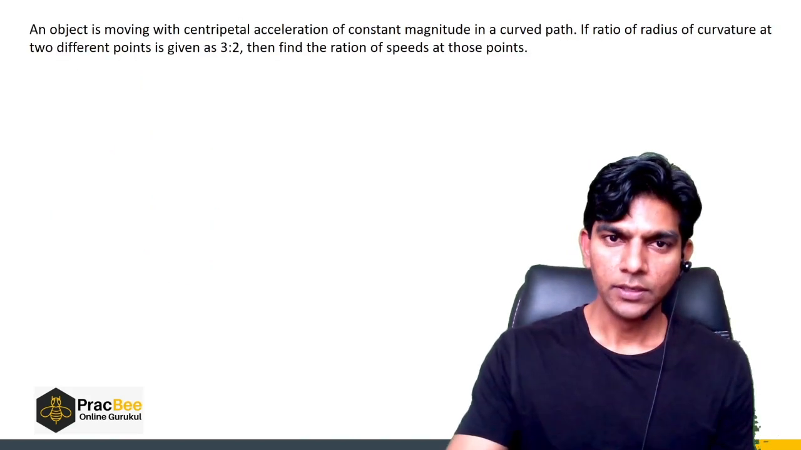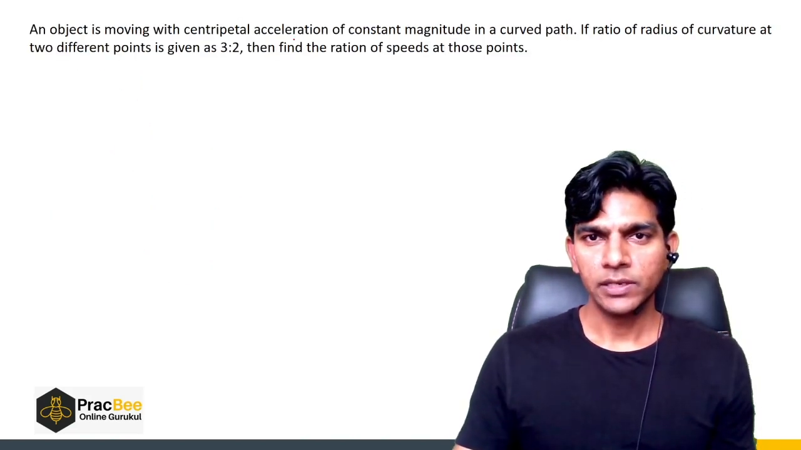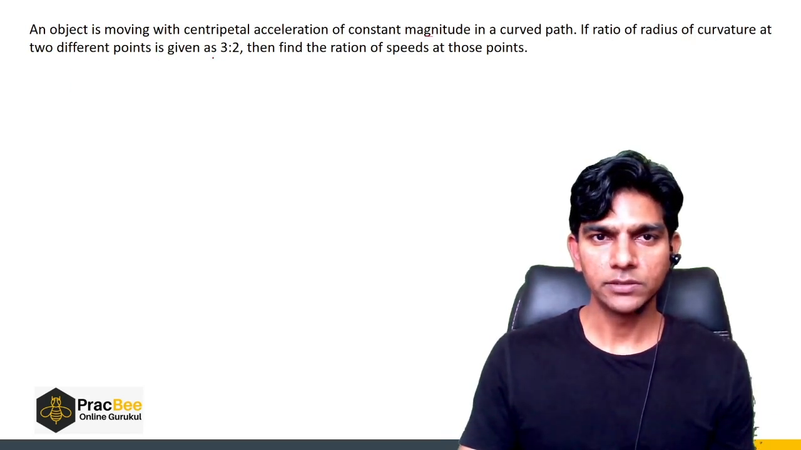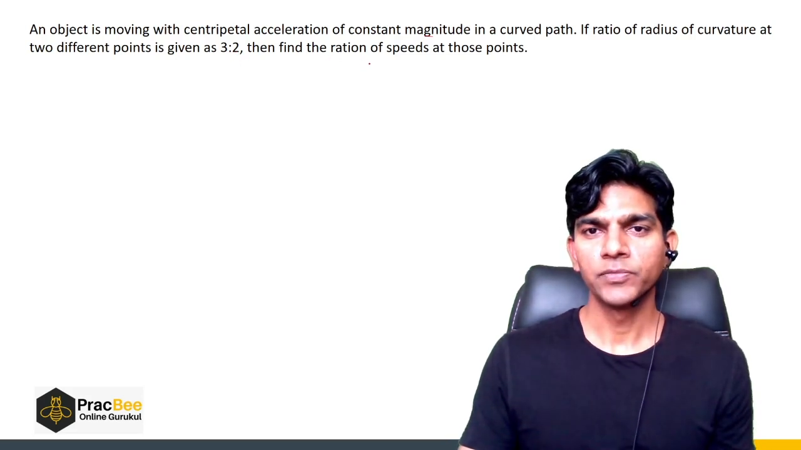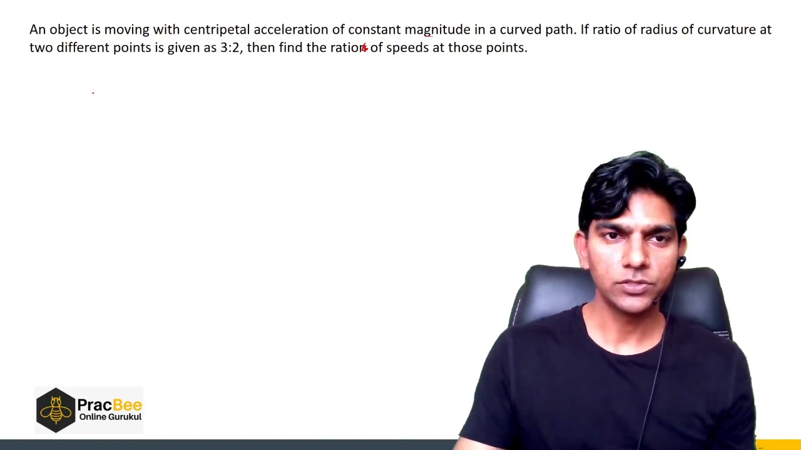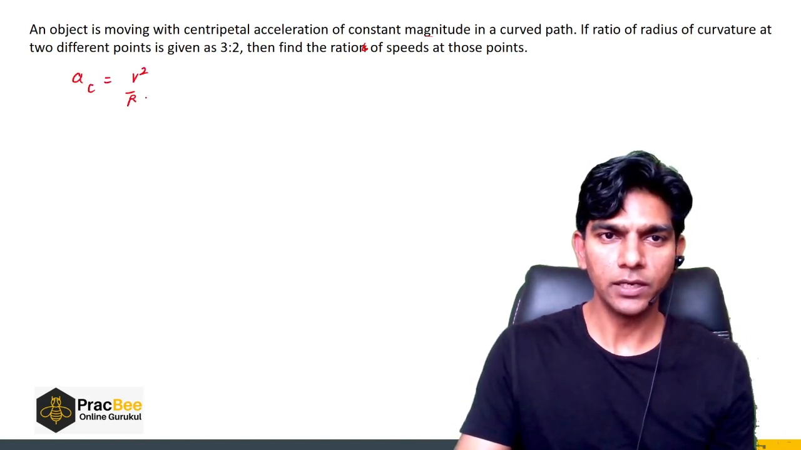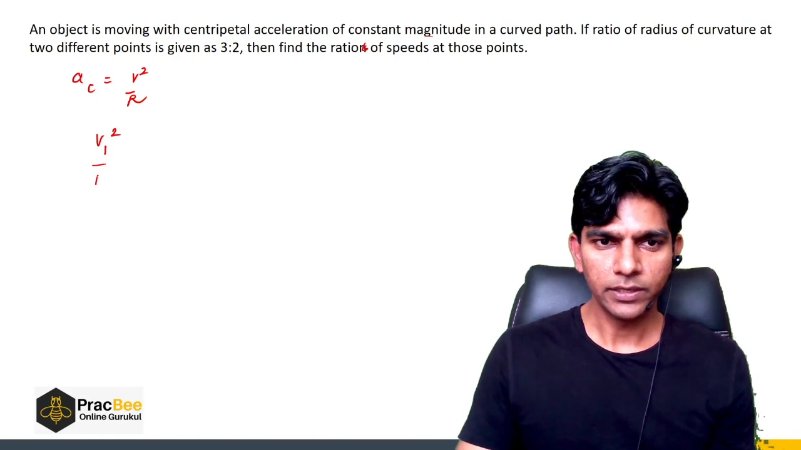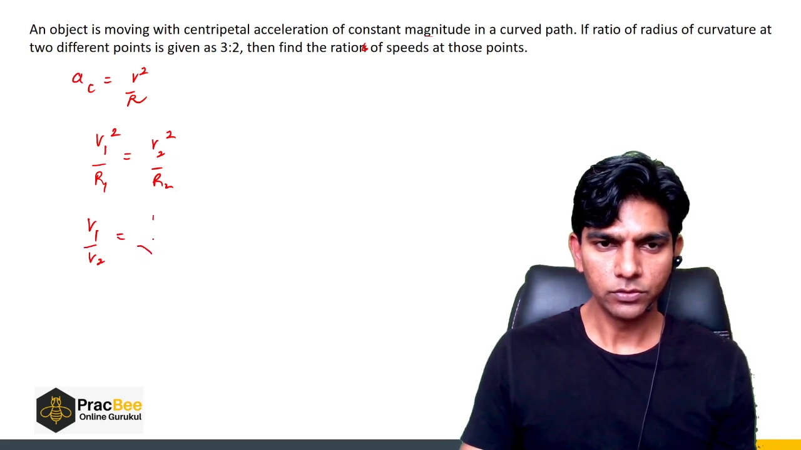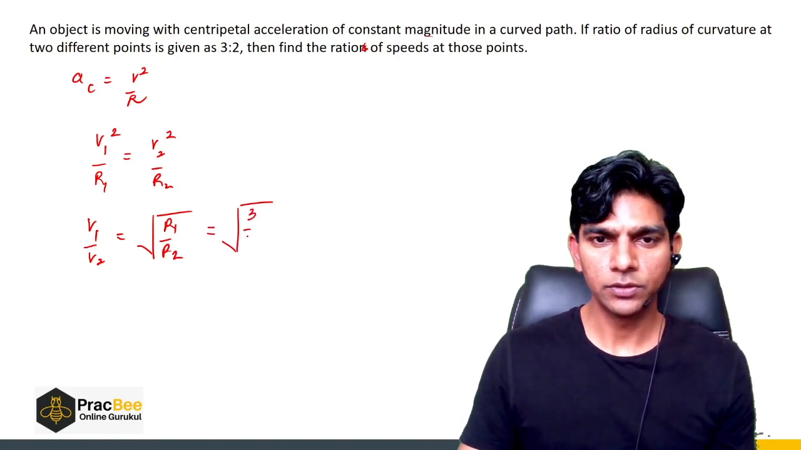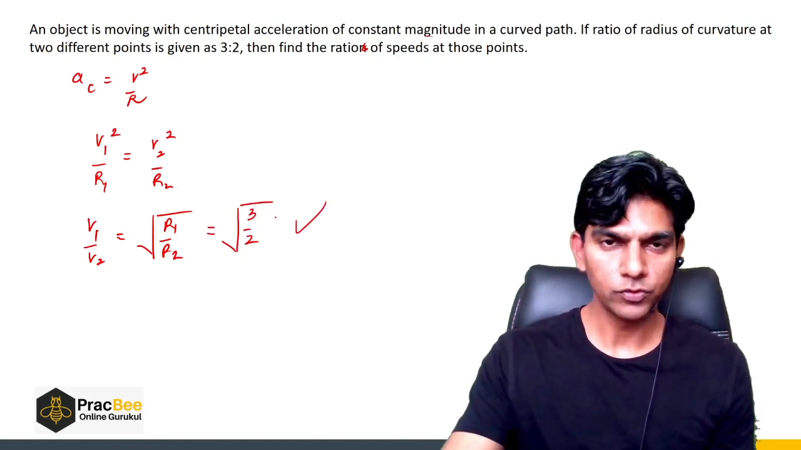Again, a very basic question. Okay, next, an object is moving with centripetal acceleration of constant magnitude in a curved path. If the ratio of the radius of curvature at two different points is 3:2, then find the ratio of speeds at these points. Again, a formula based question. Centripetal acceleration is v square by r, and the acceleration is the same. So we can say v1 square by r1 equals v2 square by r2, and v1 by v2 will be the square root of r1 by r2, and r1 by r2 is given as 3:2. So that is the answer. Okay, again a formula based question.